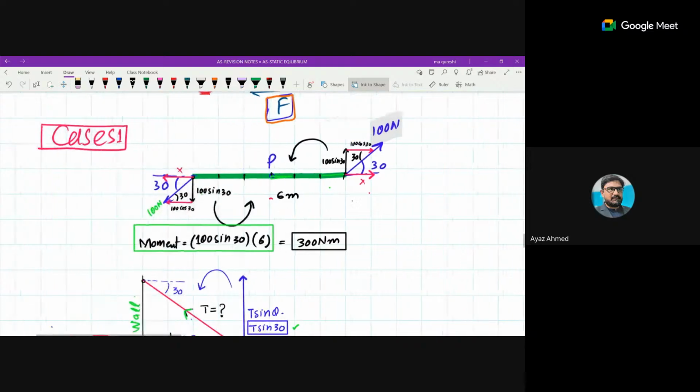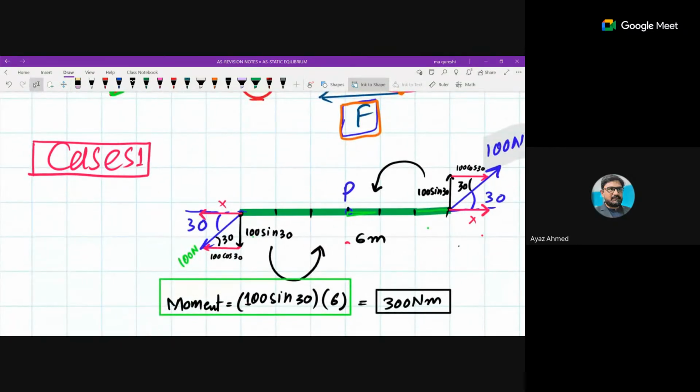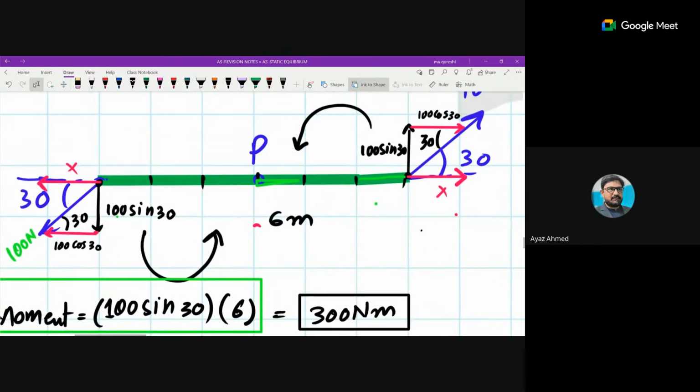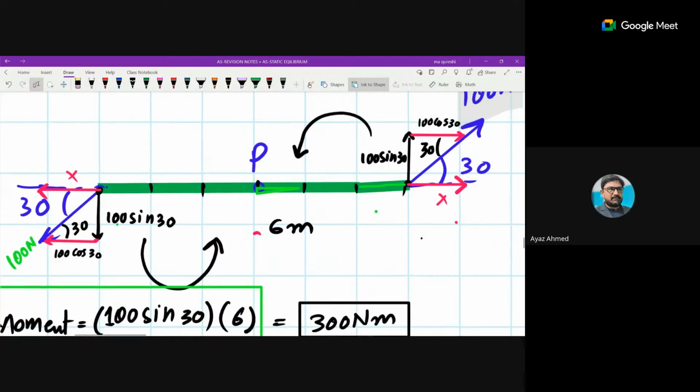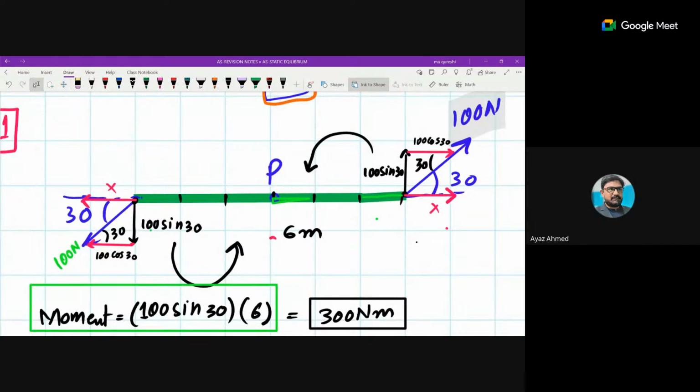Yep, here we go. Now I'm going to give you different examples of questions asked in your past papers. For example, in static equilibrium moments, you have to resolve the forces if the forces are not acting perpendicular to the line of force.